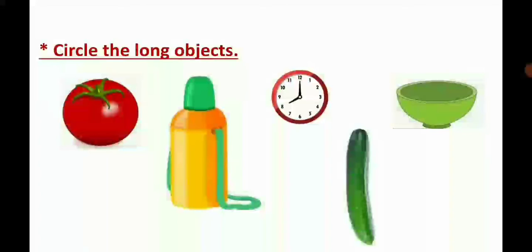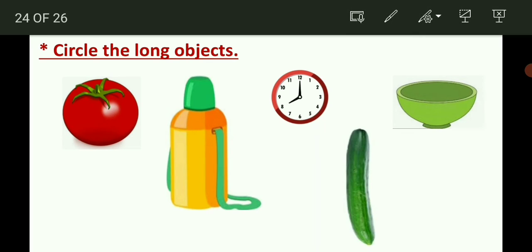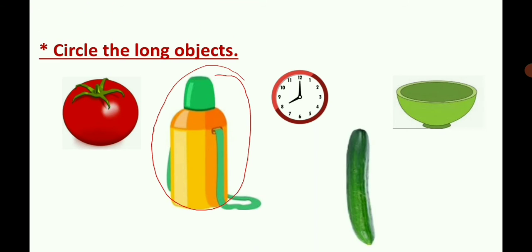Now question 2. Circle the long objects. Kids, observe all these given things and circle the long objects. Tomato. Is this long or round? No, this is not a long object. This is round. Now, water bottle. Is this long? Yes, this is long, so we have to circle it.